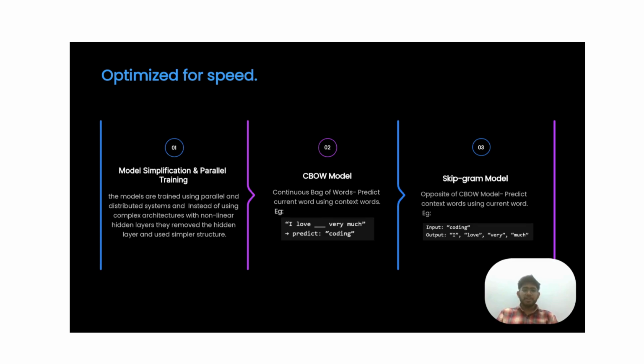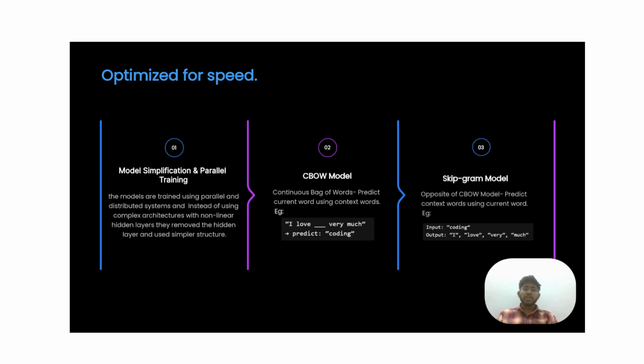Optimize it for speed. So now we finally come to the main contribution of this paper: how word2vec makes everything fast and efficient. The first key idea is model simplification. Earlier models like NNLM had complex architectures with hidden layers, which made them slow.